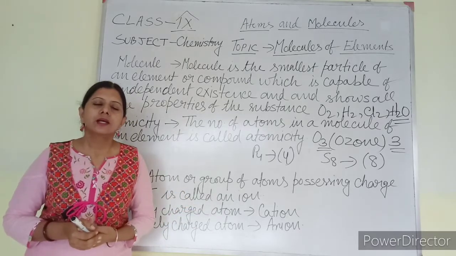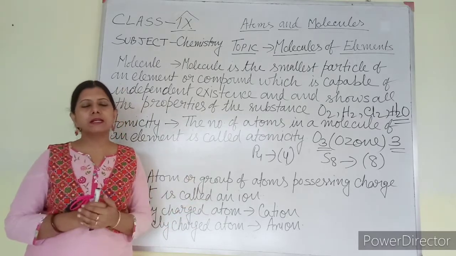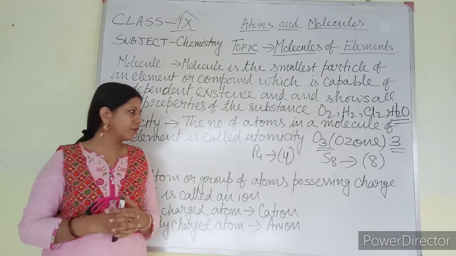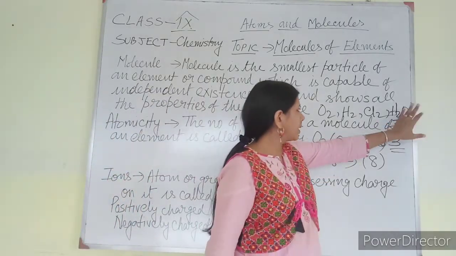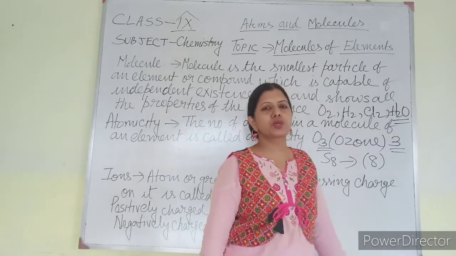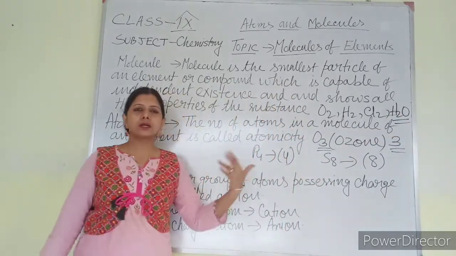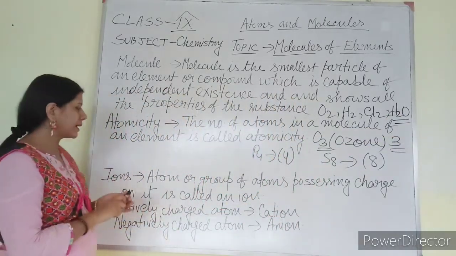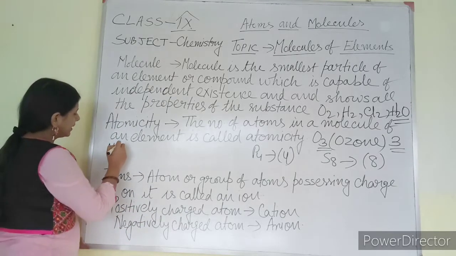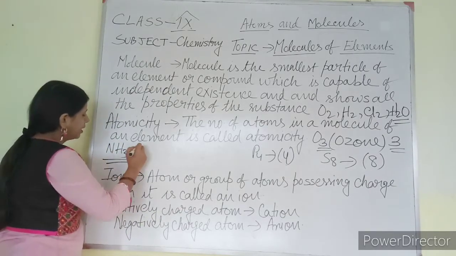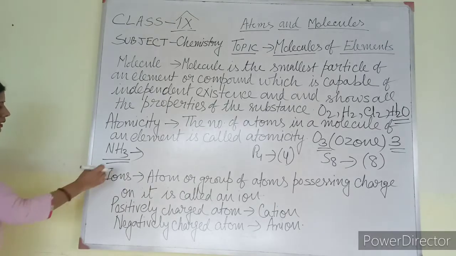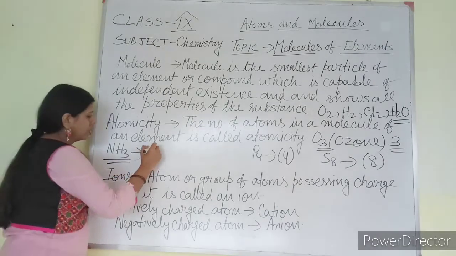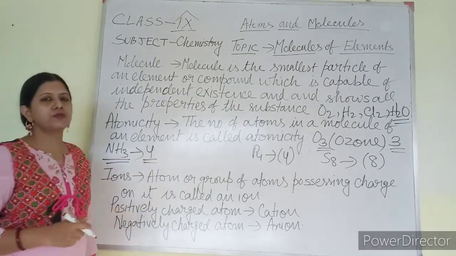whatever may be the element, it may be different elements also combined together. For example, water: total number of atoms 2 plus 1, 3. So atomicity of water is 3. Similarly, atomicity of NH3. NH3 is what? Ammonia. What is its atomicity? 3 plus 1, 4. So atomicity of ammonia is 4.